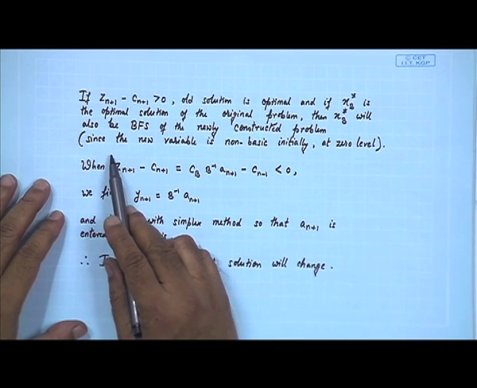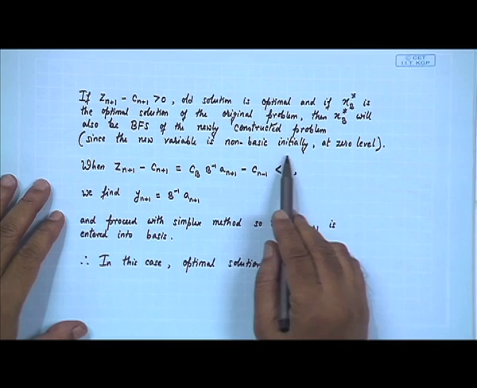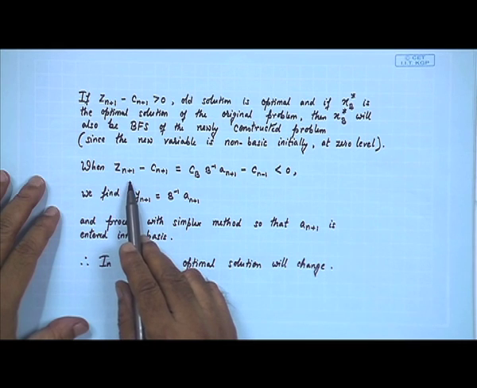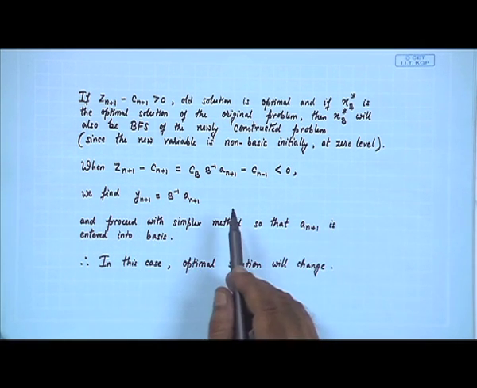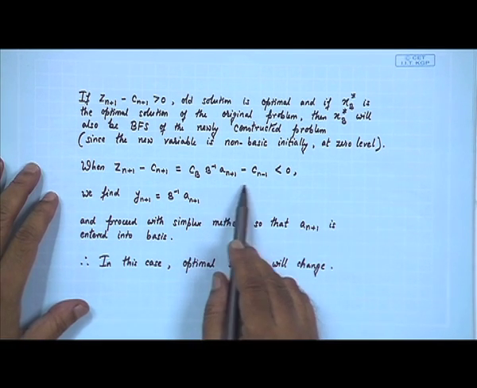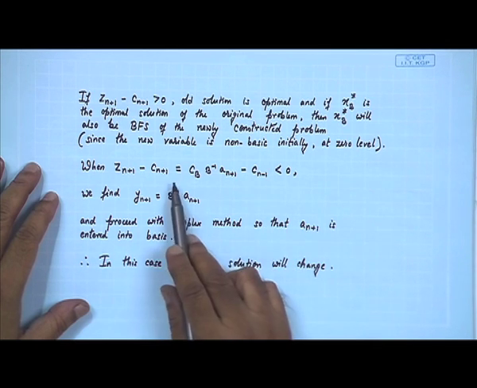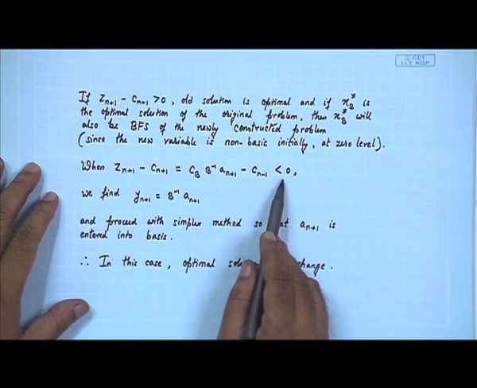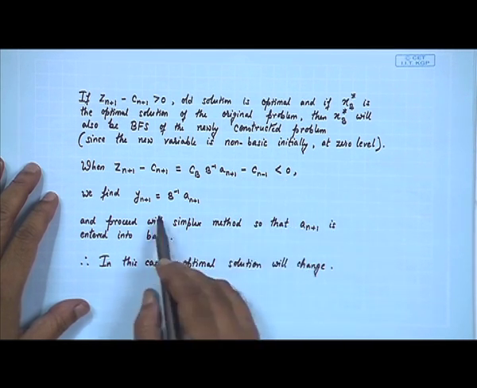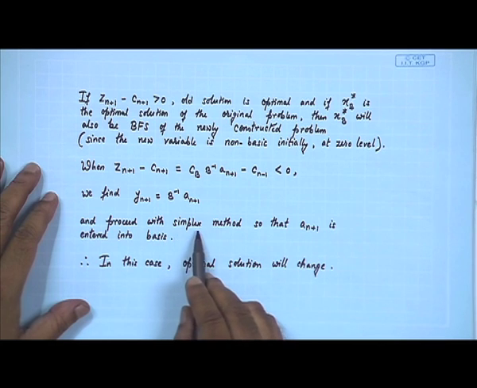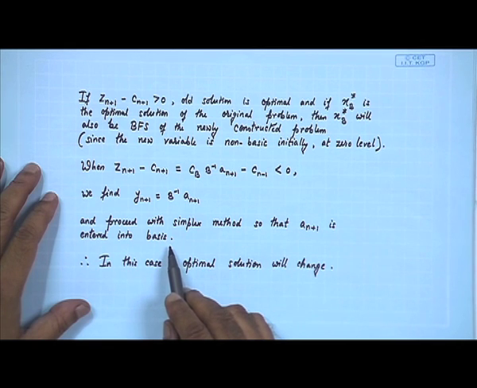This is because the new variable is non-basic, initially at the 0 level. Now, z_{n+1} minus c_{n+1} equals c_B B inverse A_{n+1} minus c_{n+1}. If it is less than 0, then we have to find y_{n+1} equals B inverse A_{n+1}, and in that case I have to proceed with the simplex method, so that A_{n+1} enters into the basis.